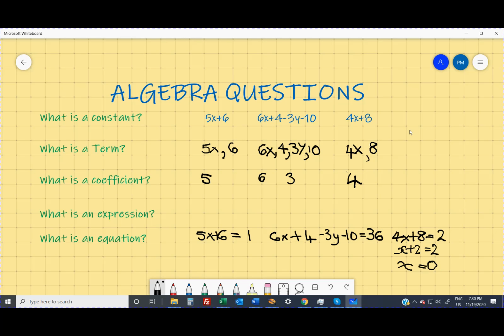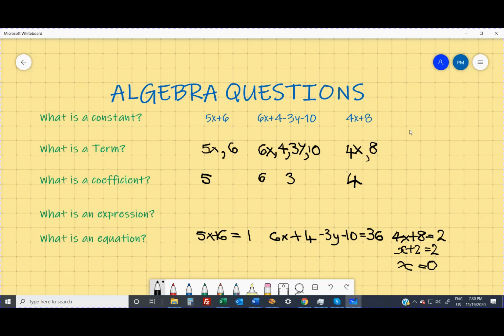So this is what I want you to remember. The algebra questions are, what is a constant? What is a term? Algebra question number 2, what is a term? The terms are 5x, 6, 6x, 4, 4x, 8. Those are the terms. So algebra question number 3, what are the coefficients? 5 of 5x, 6 of 6x, 3 of 3y, and 4 of 4x. So algebra question number 3, those are the answers.